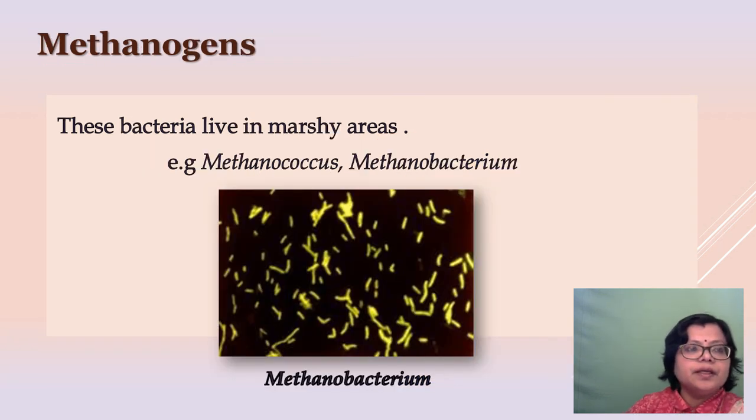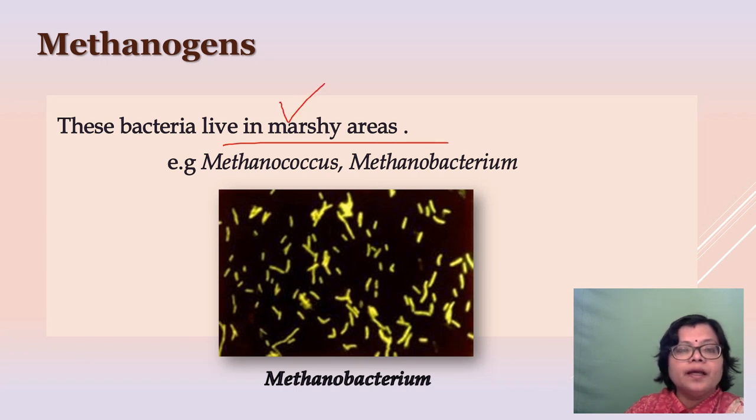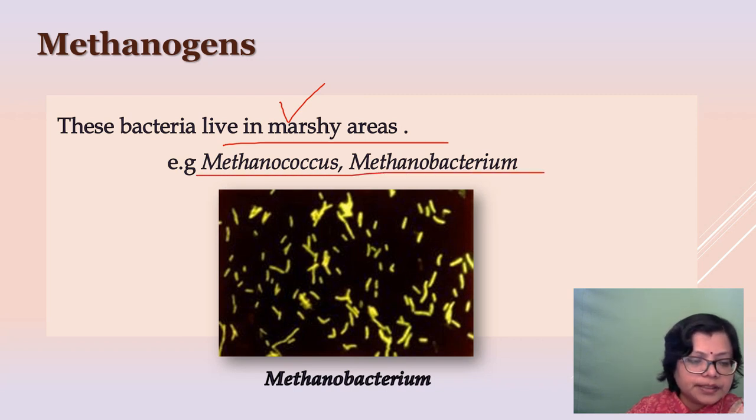Now the next one is methanogens. Methanogens are present in marshy regions and even in the guts of buffalo and cow, and they can convert carbon dioxide, formic acid, and methanol into methane. That's the reason that methane can be produced from gobar gas. The examples of methanogens are Methanococcus, Methanobacterium, etc.